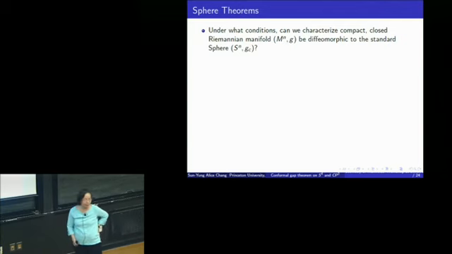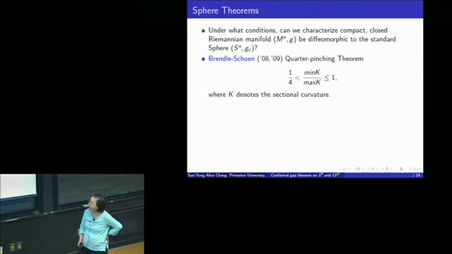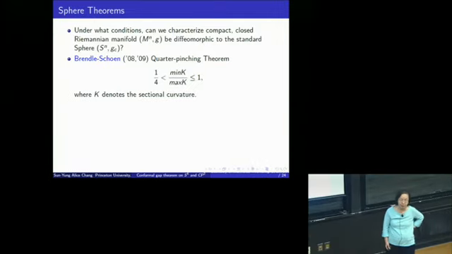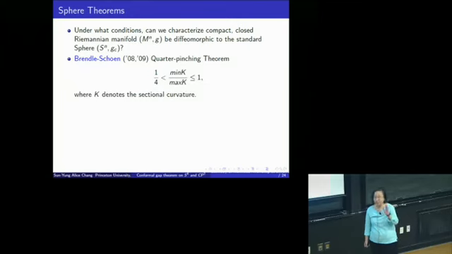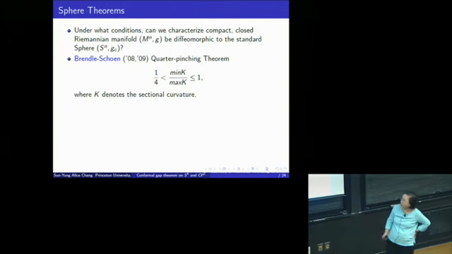And of course, there is lots of work about manifolds homeomorphic and diffeomorphic to the sphere. But let me just mention a couple of more recent results. One is this famous result of Brendle and Schoen, where they characterize the sphere using the quarter pinching theorem. The quarter pinching theorem is a pointwise condition on the sectional curvature. If that's pinched between 1/4 and 1, then using the Ricci flow, it flows to the round n-sphere.